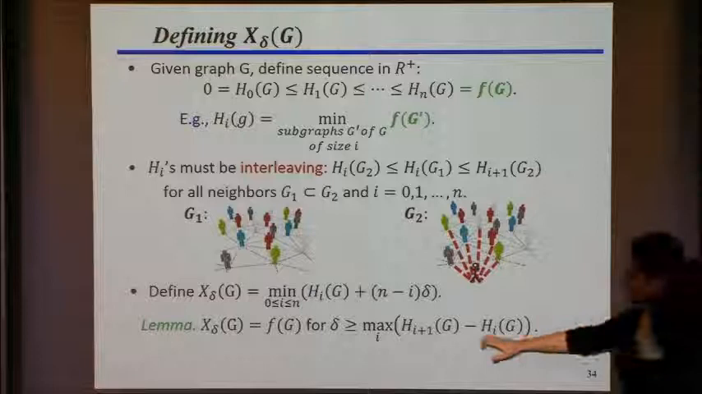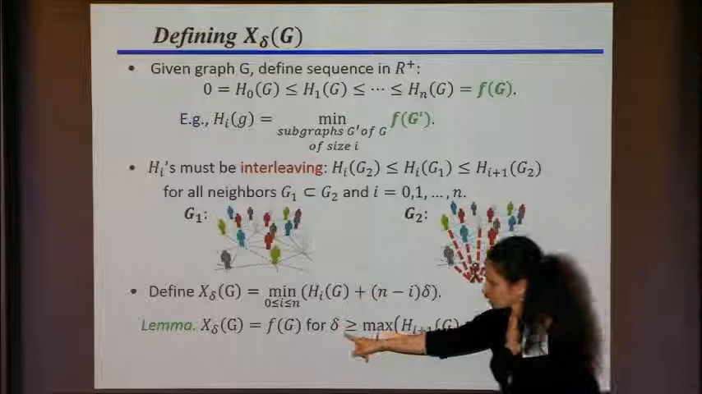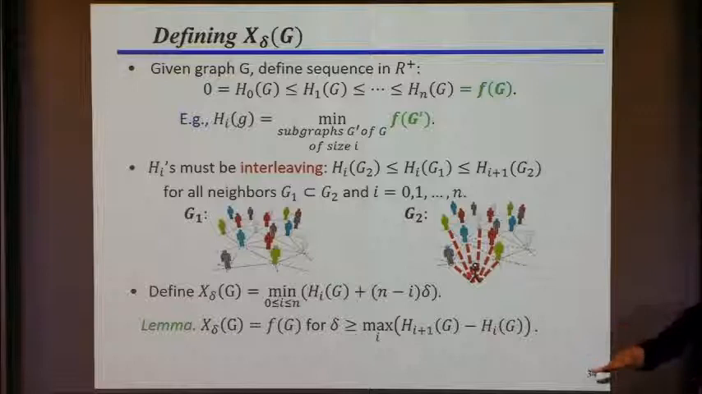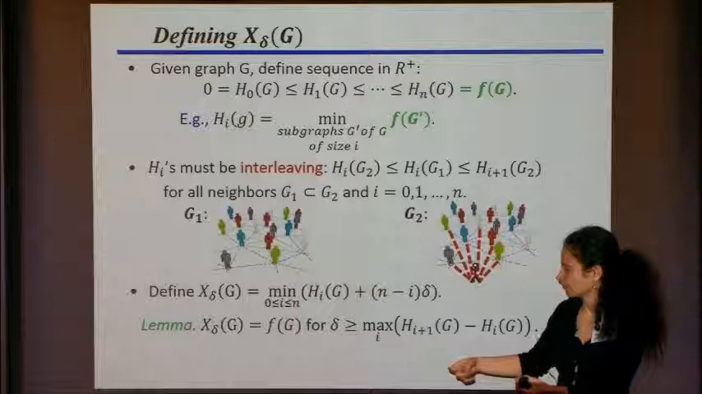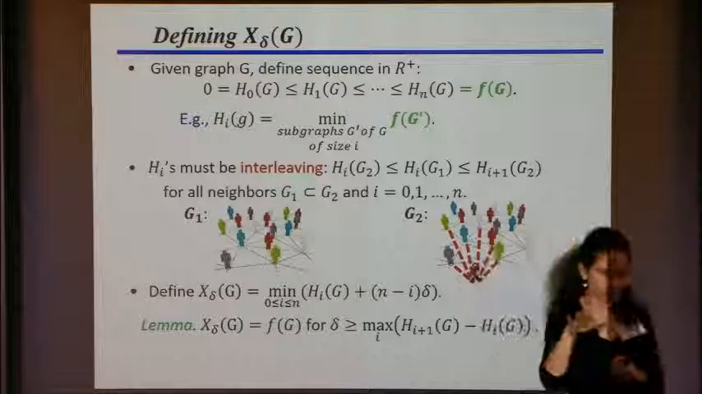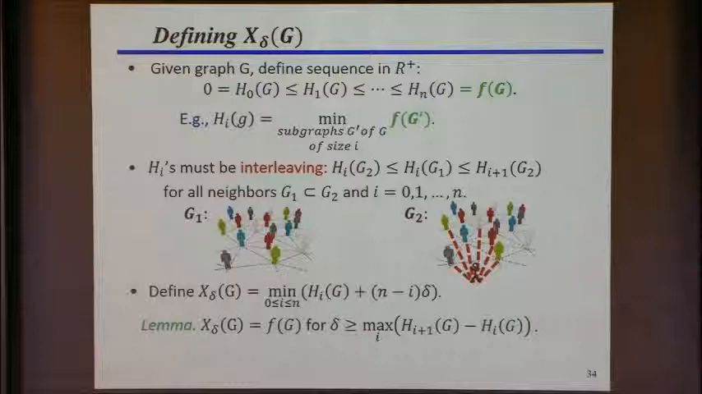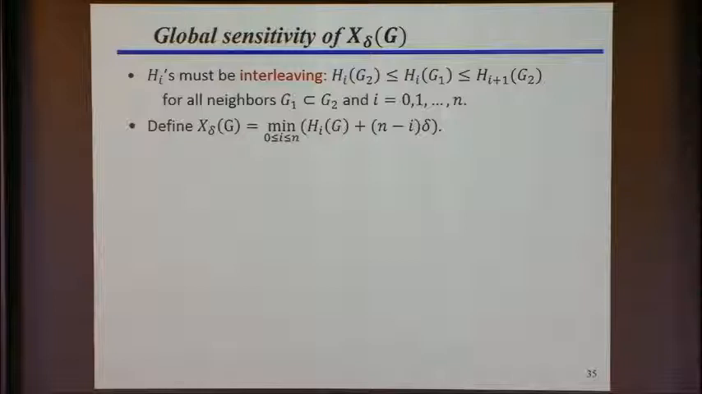Regional down sensitivity. Okay, so basically there is some good delta out there. The lower you make the delta, the lower your global sensitivity, but you might eventually lose this property that you're going to be equal to your function, and eventually you're going to go lower and lower in your lower bounds. So there is a similar type of trade-off to previous methods. Okay, so this is the summary of what we have.